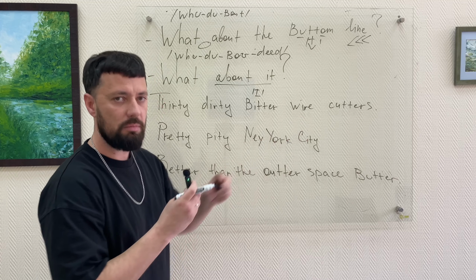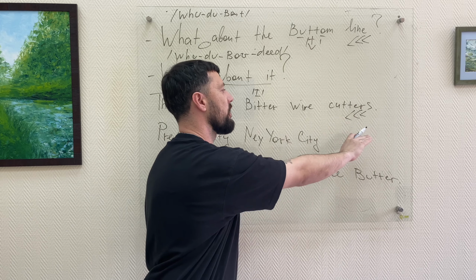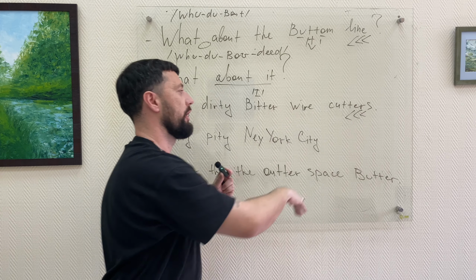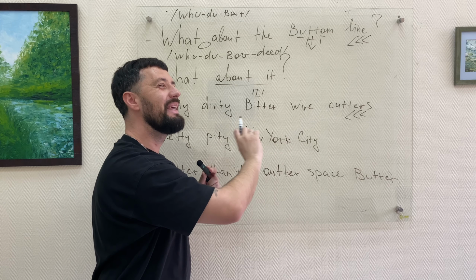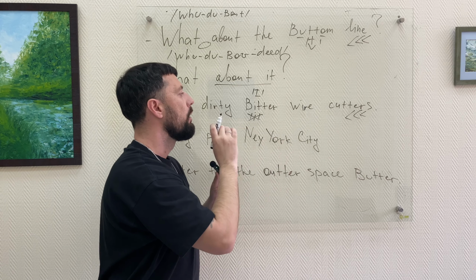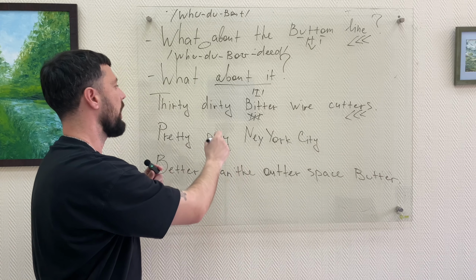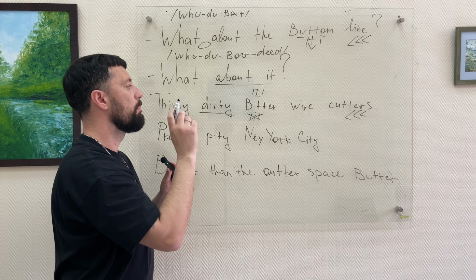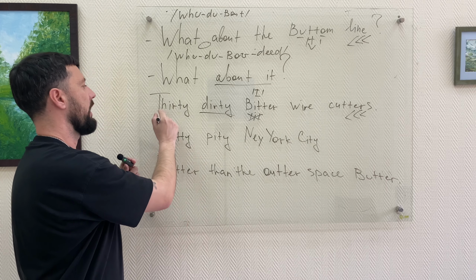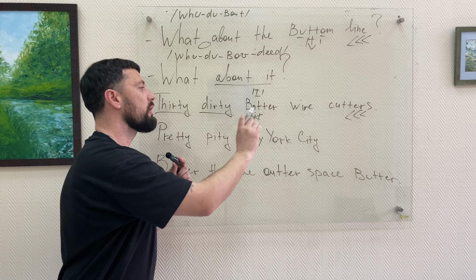Let's get going. Same thing here. Let's work a backward sentence. Cutters, cutters, wire. Again, American R in here, right? Wire cutters. Bitter, bitter. It's not beater, right? It's not E. Bitter, bitter, bitter wire cutters. Say it with me. Bitter wire cutters. Okay. Dirty, dirty, bitter wire cutters. Dirty, bitter wire cutters. Okay, now thirty. Thirty dirty, bitter wire cutters.